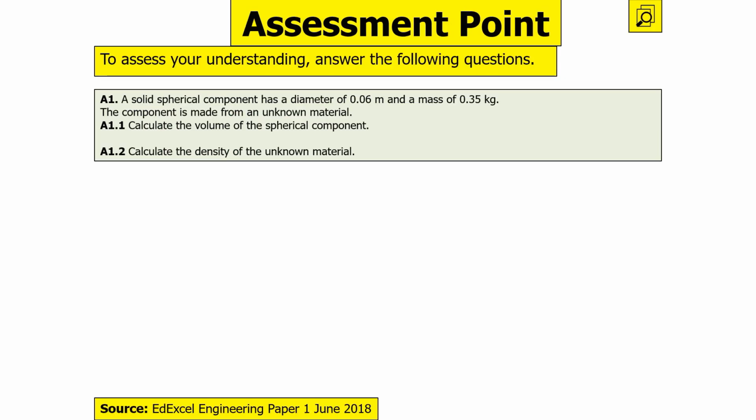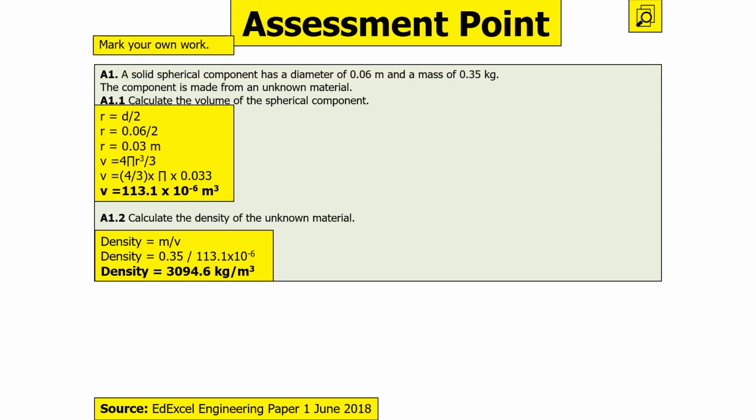The next question says, a solid spherical component has a diameter of 0.06 meters and a mass of 0.35 kilograms. The component is made from an unknown material. Calculate the volume of the spherical component and then calculate the density of the unknown material. So pause the video now, then unpause the video and you want to go through your answer.